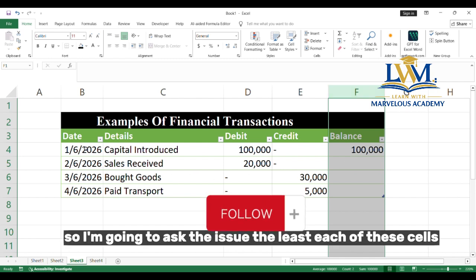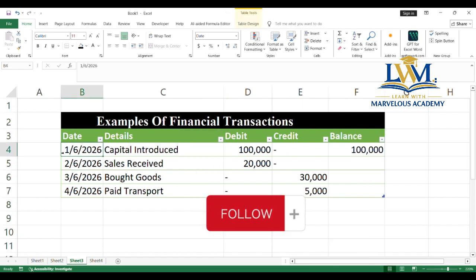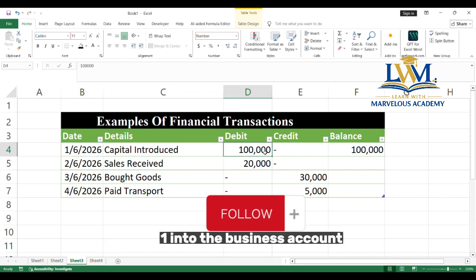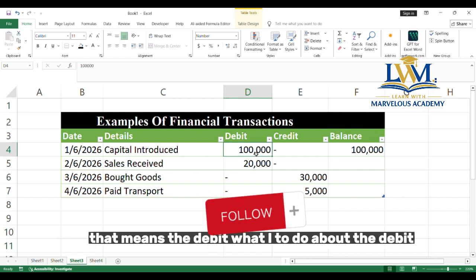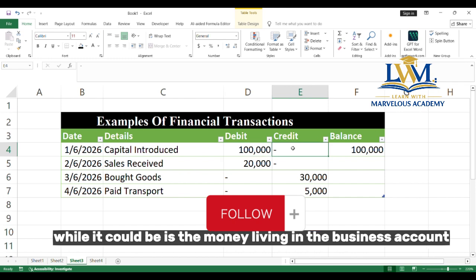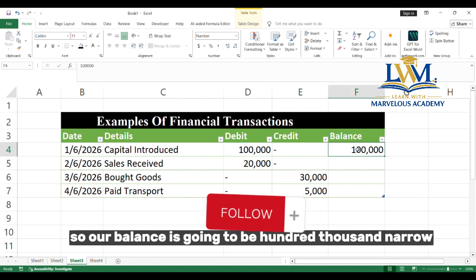So I'm going to explain each of these cells one after the other. On 1st of June 2026, capital introduced. They introduced a capital of 100,000 naira into the business account. What I told you about the debit is that it is the money coming into the business account, while the credit is the money leaving the business account. So that day they introduced a capital of 100,000 naira, and our balance is going to be 100,000 naira.